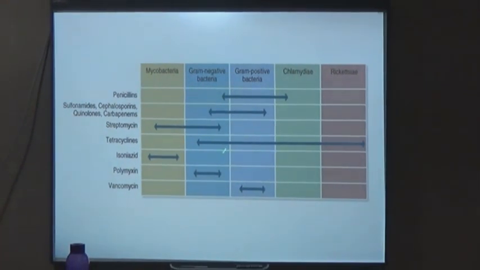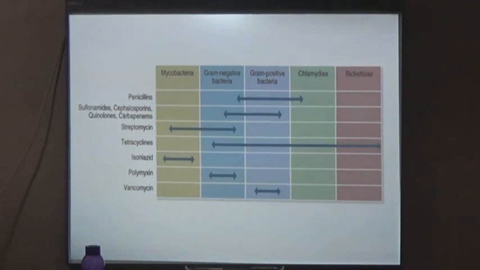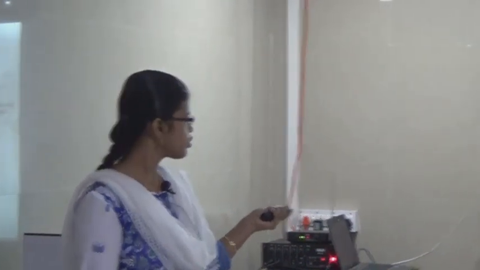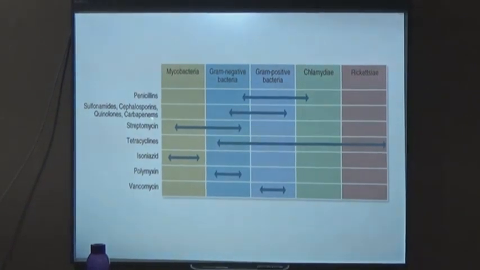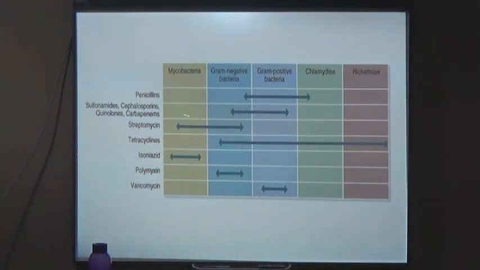So how does it act? Penicillin groups are beta-lactam antibiotics, which mainly cover gram-positive. Mostly it covers gram-positive and chlamydial infections. Then sulfonamides, cephalosporins also a beta-lactam, fluoroquinolones, aminoglycosides and carbapenems. Among these, the cephalosporins and carbapenems are beta-lactam. Okay, these will cover gram-positive and also gram-negative.